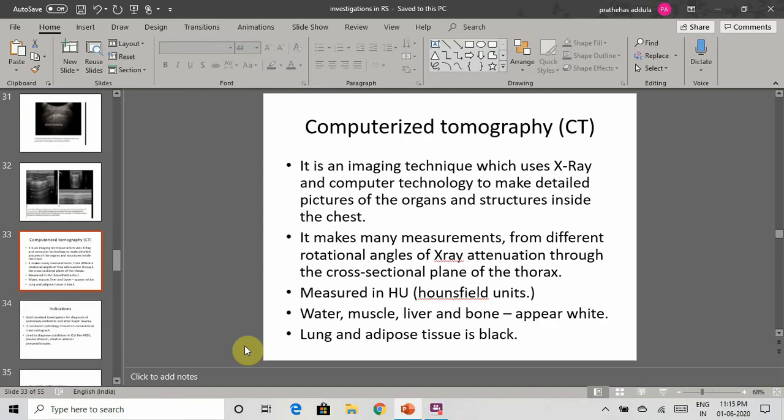Coming to CT scan, it is an imaging technique which uses X-ray and computer technology to make detailed pictures of organs and structures inside the chest. Measurements are taken from different rotational angles of X-ray attenuation through the cross-sectional plane of the thorax. Hounsfield units are used. Water, muscle, liver and bone appear white, whereas lung and adipose tissue appear black.